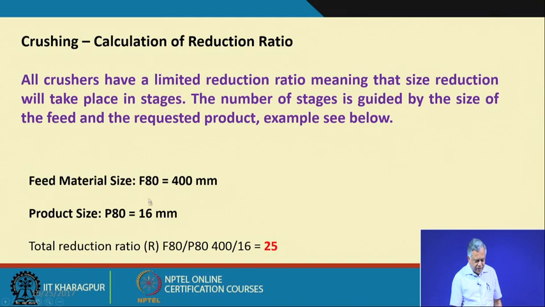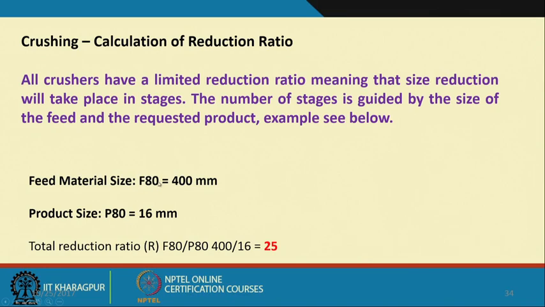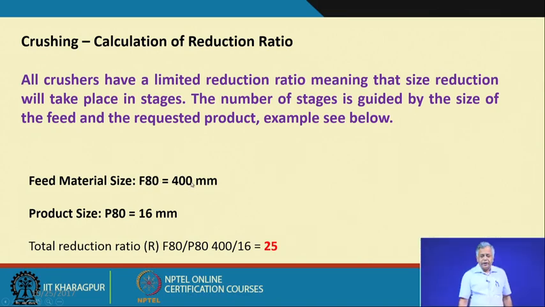Suppose your feed material size F80, that is your 80% passing size of your feed, is 400 millimeter. And I want a product size P80, that is 80% passing size of the product, of 16 millimeter. That means I am asking you to give me your crushing circuit which should be able to crush my material from an 80% passing size of 400 millimeter to an 80% passing size of 16 millimeter.